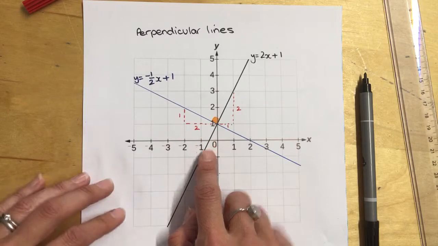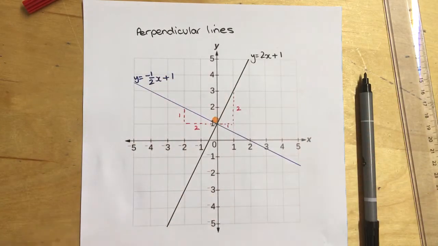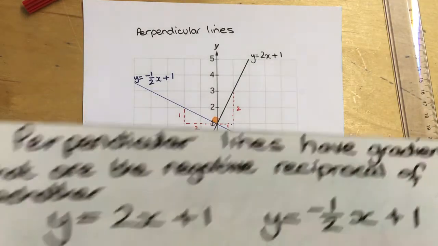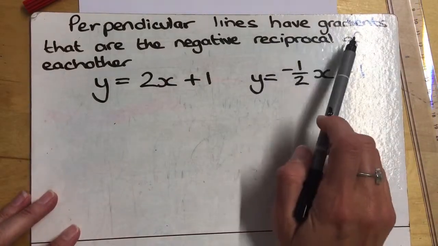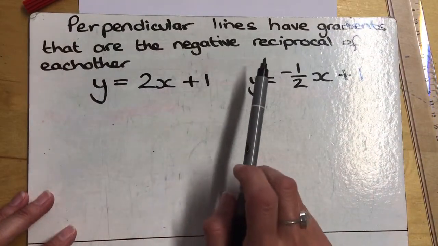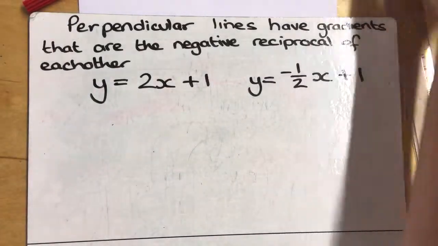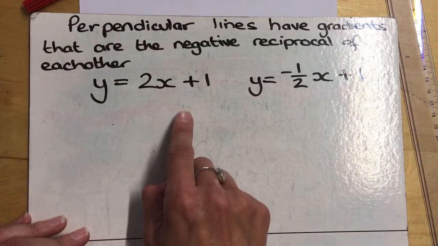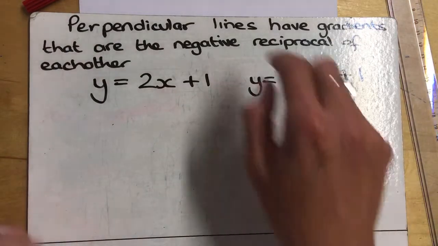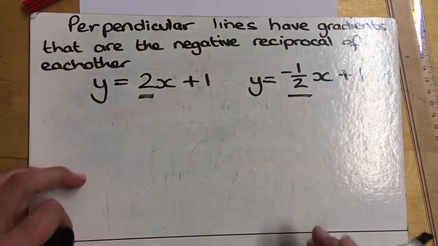Now what we've got to consider when we take these two graphs and their equations is what it means to be perpendicular. Perpendicular lines have gradients that are the negative reciprocal of each other. Now you might be thinking, oh my goodness, what does that mean? Well, this was one of the lines, y equals 2x plus 1, and this was the other. Now we have a gradient of 2 and a gradient of minus a half.